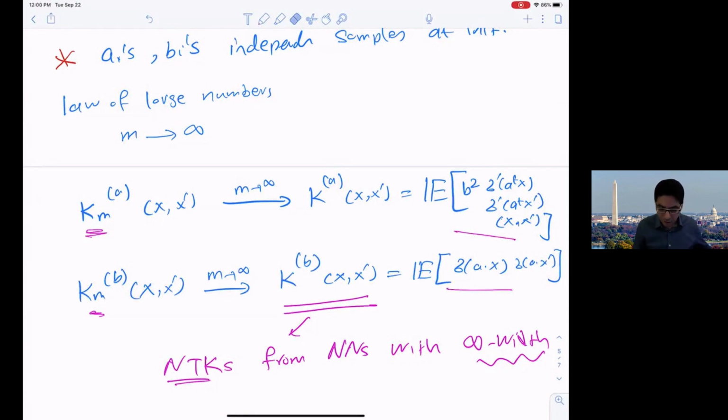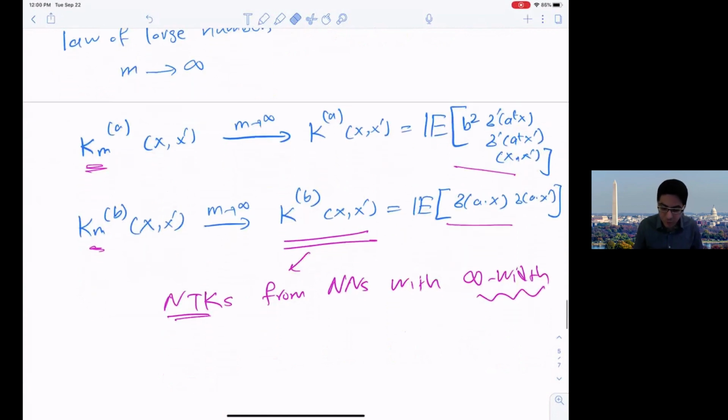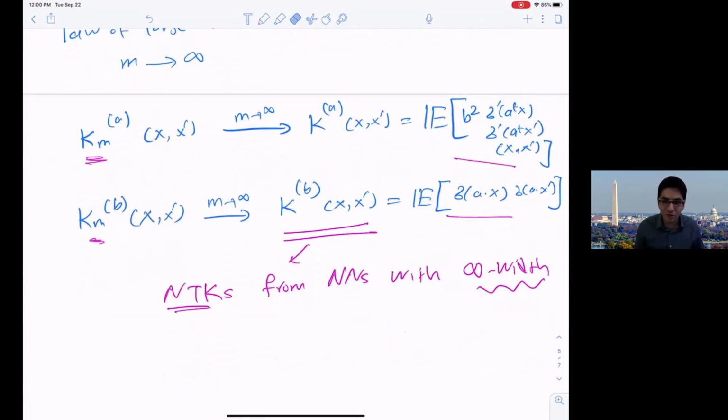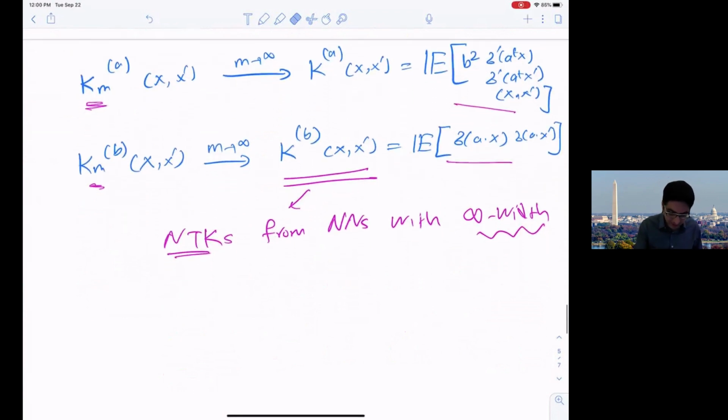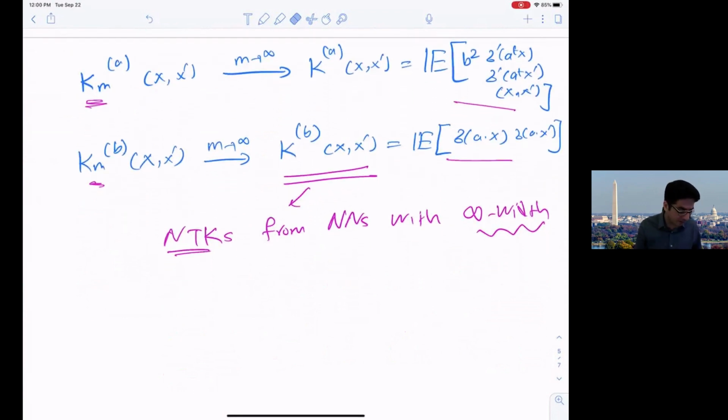And in fact, you can compute these expressions in closed form. You don't even need to construct such a neural network in order to empirically evaluate these kernels. So that's the whole idea of the kernel trick, right? To explicitly be able to compute these kernel values between x and x prime.